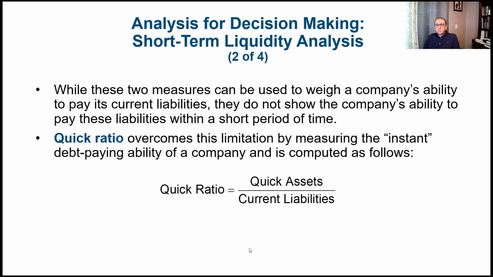While these two measures can be used to weigh a company's ability to pay its current liabilities, they don't show the company's ability to pay these liabilities within a short period of time. So a stronger measure would be the quick ratio. A quick ratio overcomes this limitation by measuring the instant debt-paying ability of a company, and it's computed as follows. It's the quick assets divided by current liabilities. So what are the quick assets? We never heard about that term before. The current liabilities are the ones we've been talking about, but quick assets, that's a new term.